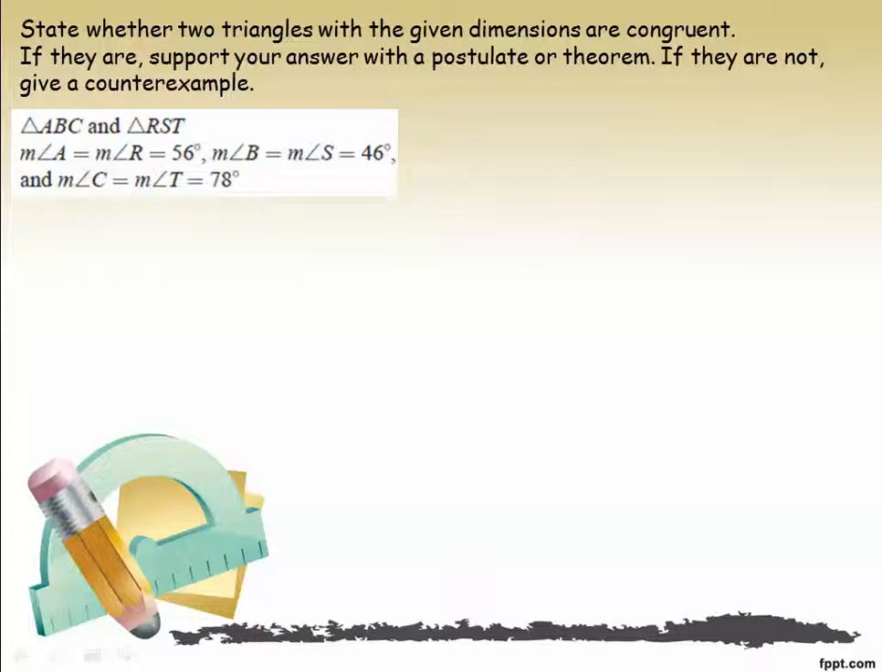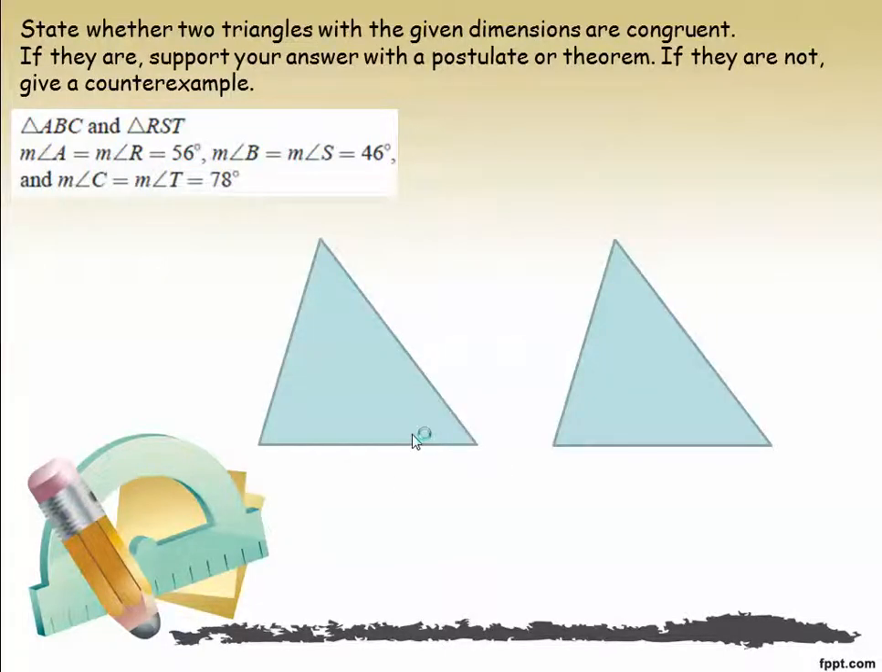So let's get into working some examples. We're going to be learning how to use some of the different theorems and postulates that we've learned to help prove triangle congruence. Now this says state whether 2 triangles with the given dimensions are congruent, and if they are, support your answer with a postulate or theorem, and if they aren't, give a counterexample.